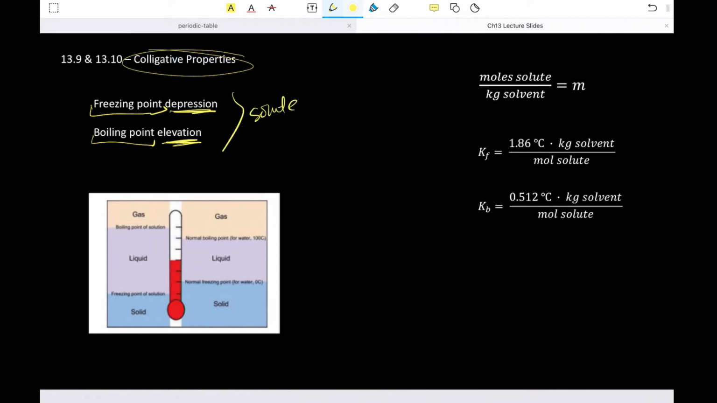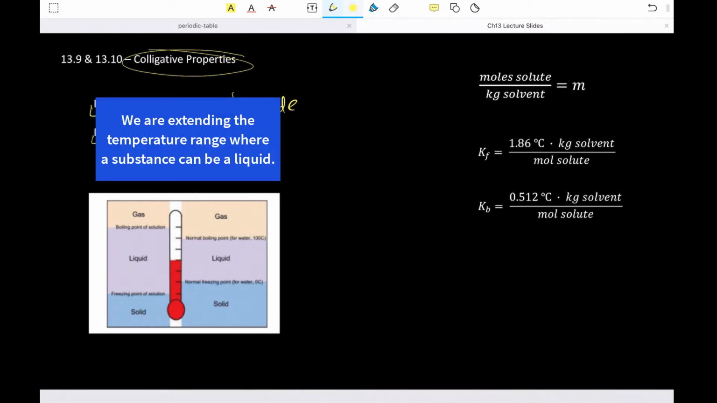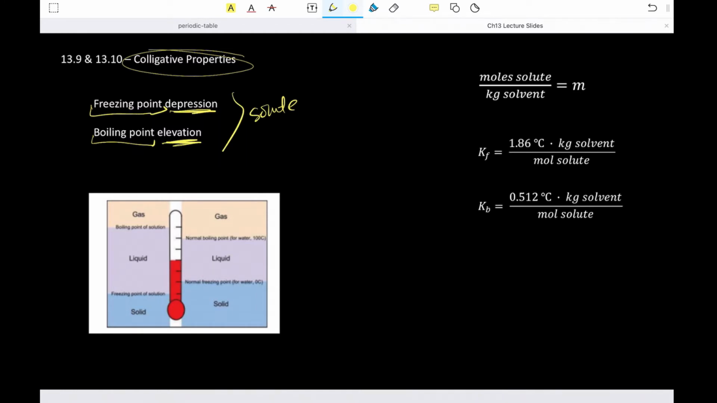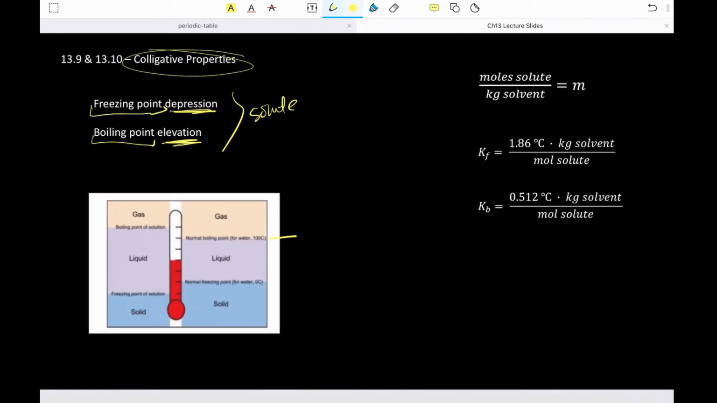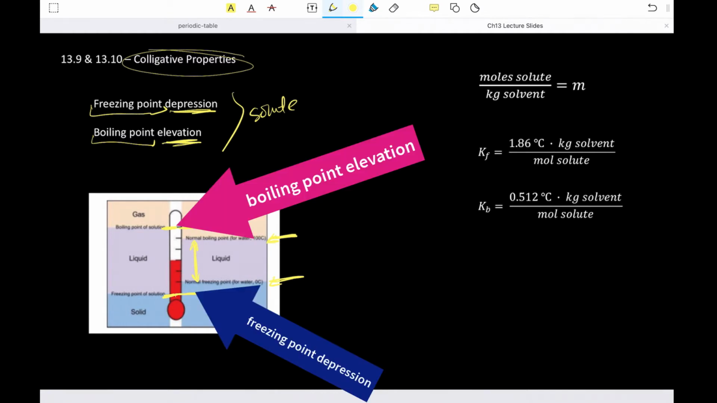The simplest way to look at that is that we are extending the range over which something is a liquid. In this diagram that I took from an online textbook, here is our normal boiling point for water and here is our normal freezing point, and this is the range over which water would normally be a liquid. But by adding solute, we can increase that range over which water behaves as a liquid, which is useful for lots and lots of things.